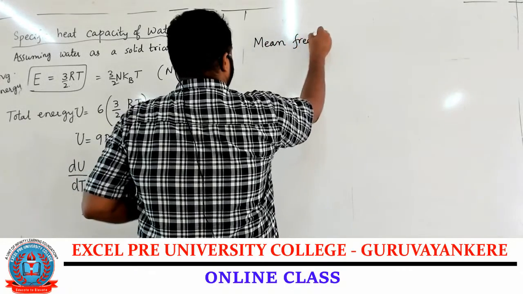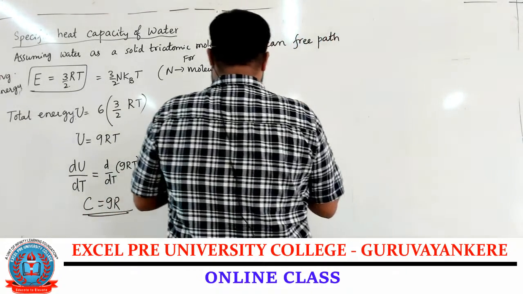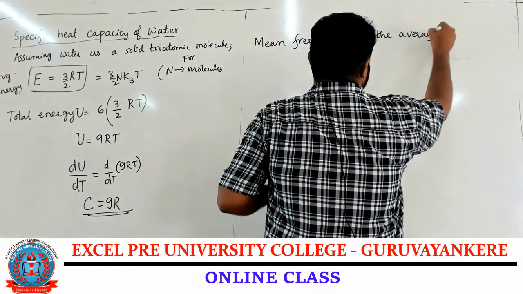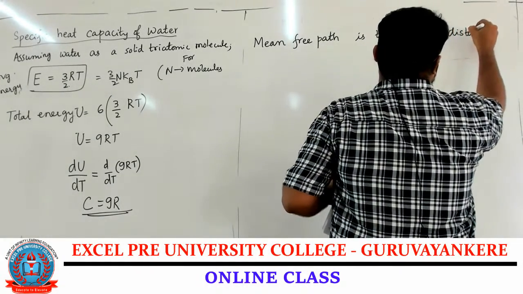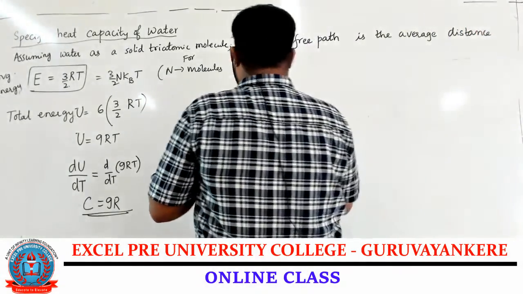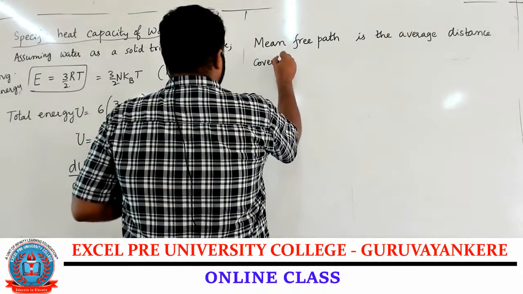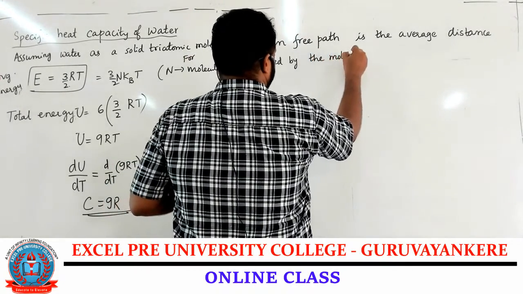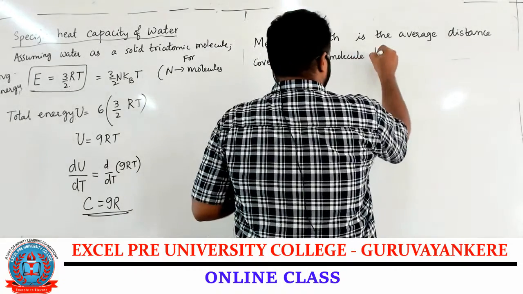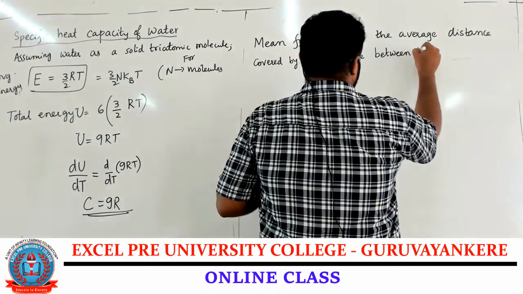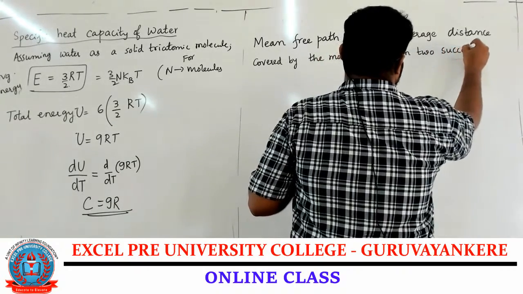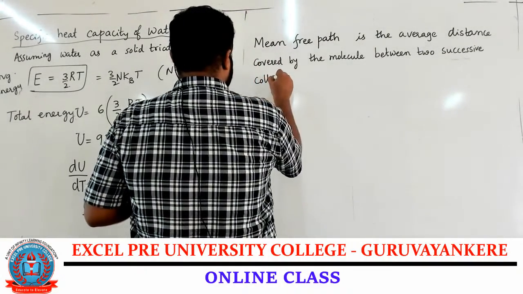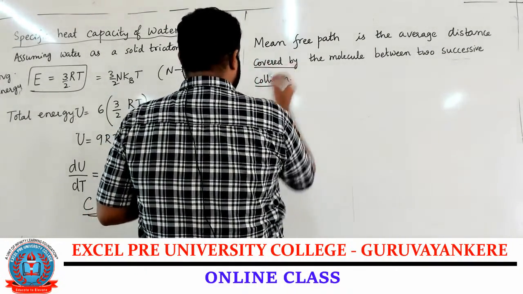Mean free path is the average distance covered by the molecule between two successive collisions. It is an average.